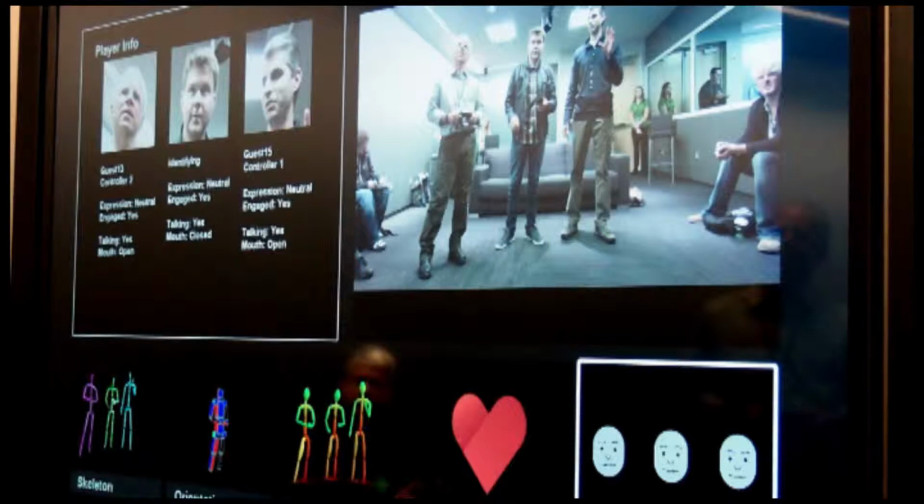The last improvement in facial recognition is the heart rate. Yes, the Xbox One can now calculate your heart rate. The way it does it is it looks at your face and is somehow able to see your heart rate by viewing the blood vessels on your face.